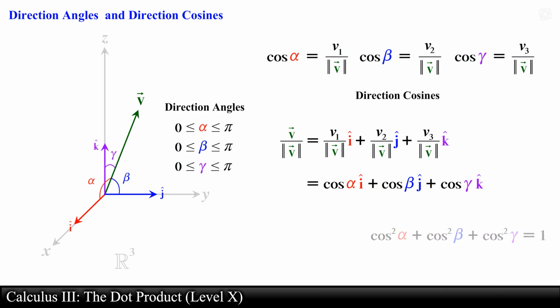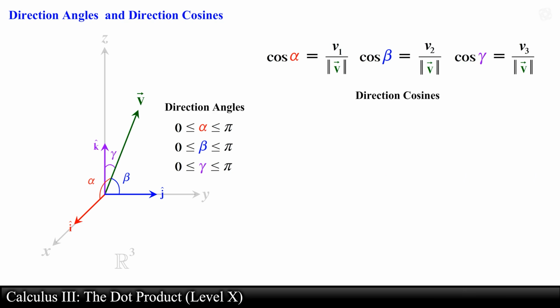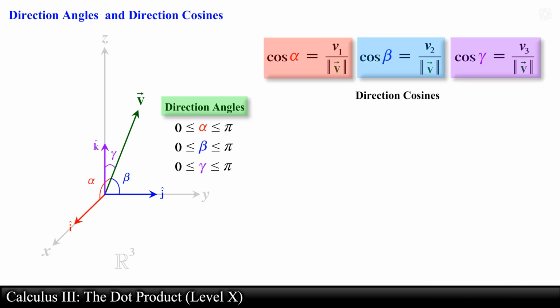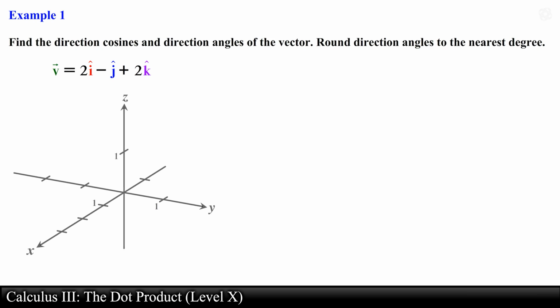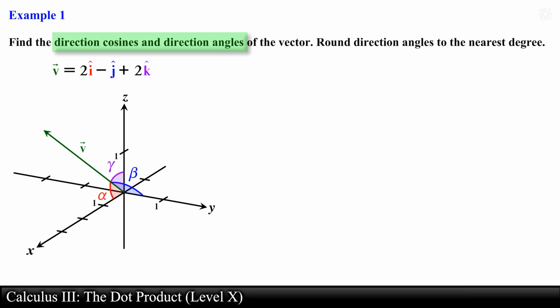Alright, let's go over a couple of examples and illustrate how to find direction angles and direction cosines. Find the direction cosines and direction angles of the vector. Round direction angles to the nearest degree. Alright, here we are given a vector in space, written in unit vector form. We are asked to find the direction cosines and direction angles of the vector.